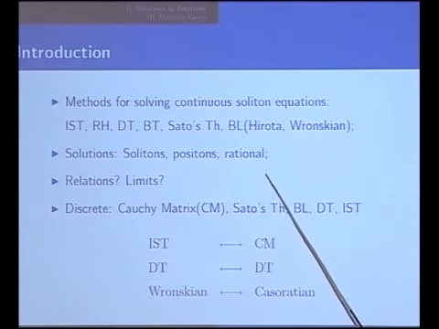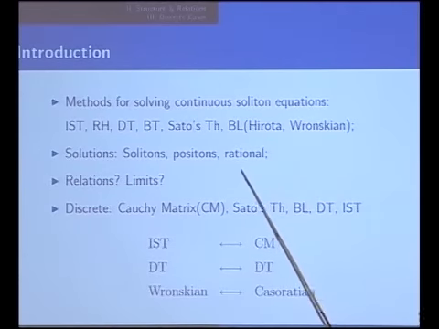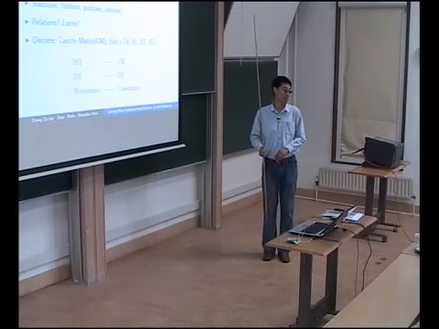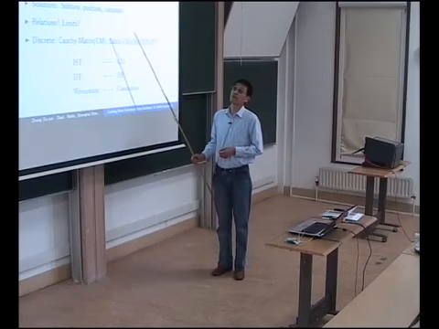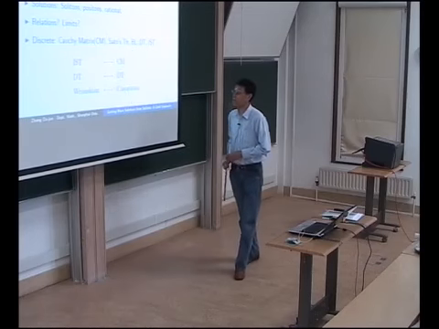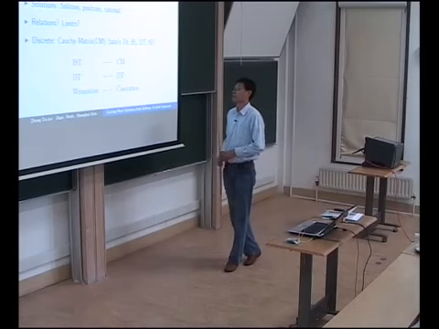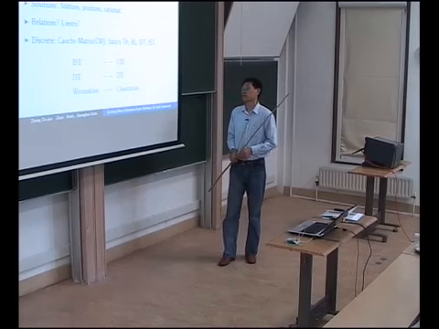For solutions, we can get solitons. And also we can get other solutions, for example, the positons and rational solutions. So one question is how these solutions are related to each other. Maybe they can have some relation by taking some limit.